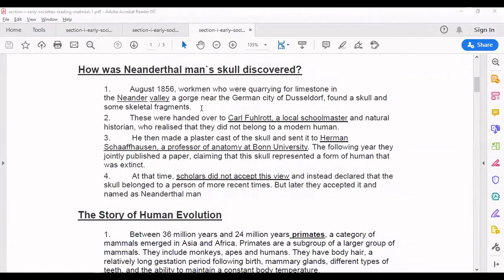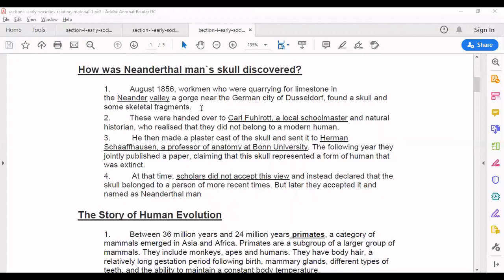The next question that can come is, how was the Neanderthal man's skull discovered? In August 1856, workmen were quarrying for limestone and they found a skull. They handed it over to Carl Fuhlrott because he was a local schoolmaster and a natural historian. He then made a plaster cast of the skull and sent it to Hermann Schaaffhausen, who was a professor of anatomy at Bonn University.